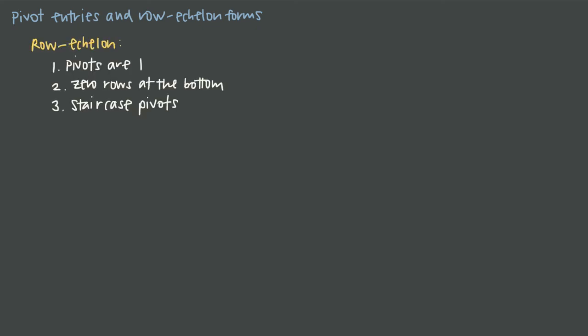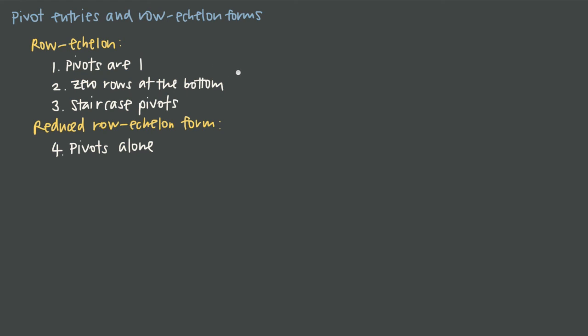To put a matrix into row echelon form, we have to meet three criteria. In other words, a matrix is in row echelon form when it meets these three criteria. The pivot entries are equal to 1, and we'll talk in a second about what a pivot entry actually is. If there's a full row of zeros, it's at the bottom of the matrix, and the pivot entries follow a staircase pattern.